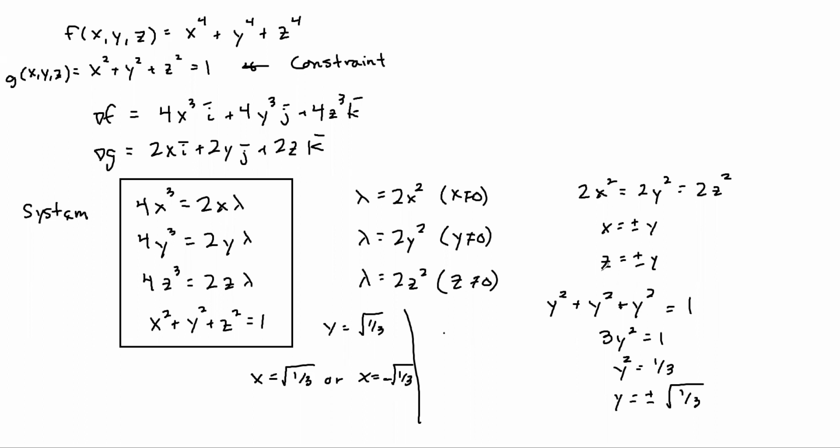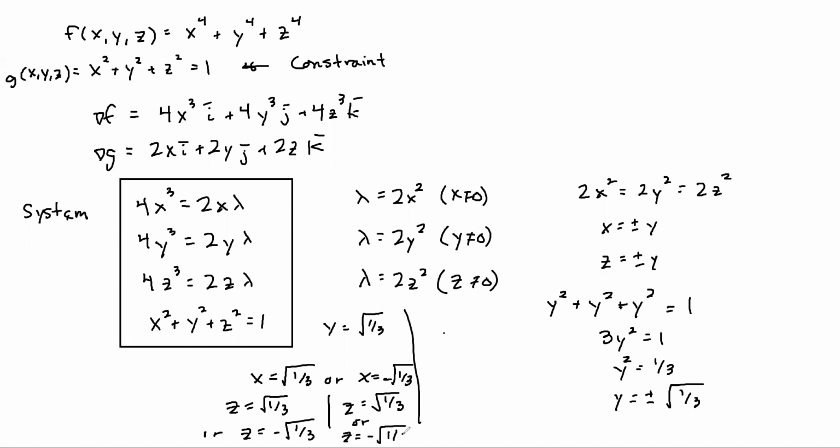Right? That's just x. And then z could also be plus or minus, and it's not linked with x. So this creates a second set of circumstances. So z could be square root of 1/3, or z could be negative square root of 1/3. And then the same thing here. Z could be square root of 1/3, or z could be negative square root of 1/3.